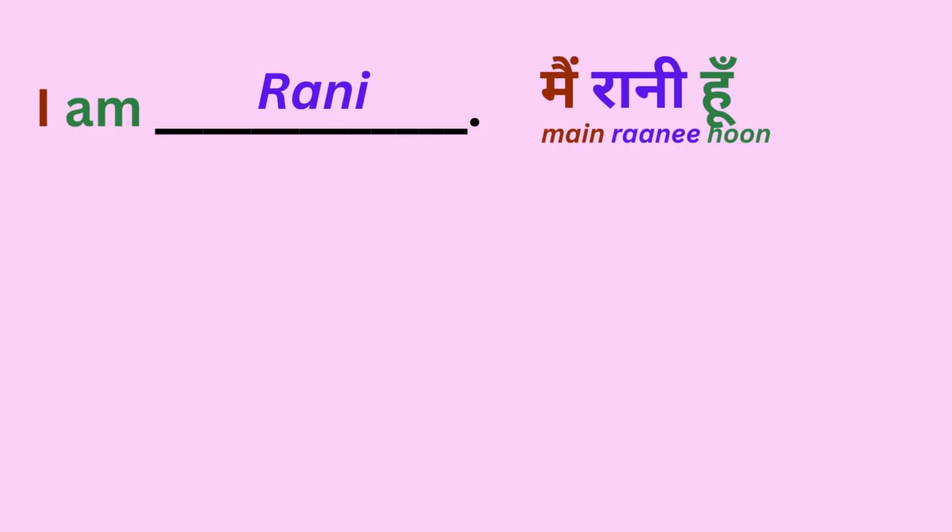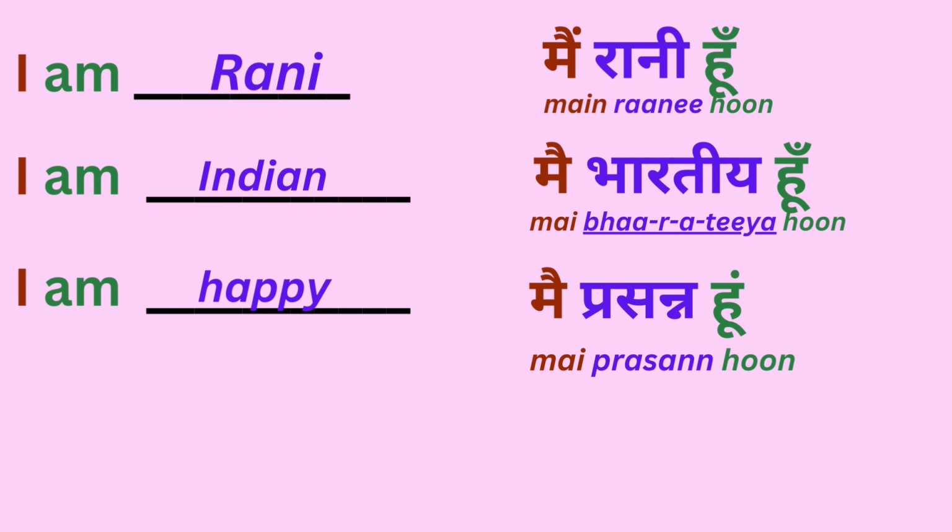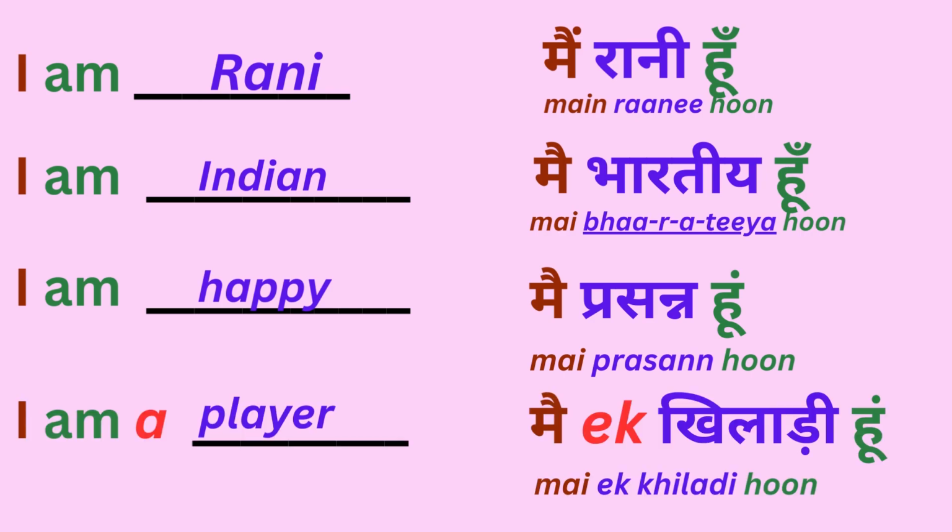I am Rani becomes मैं रानी हूँ. I'm Indian becomes मैं भारतीय हूँ. I'm happy becomes मैं प्रसन्न हूँ. I am a player. मैं एक खिलाड़ी हूँ. A becomes एक. So friends, let's understand this further with the help of a few more examples.